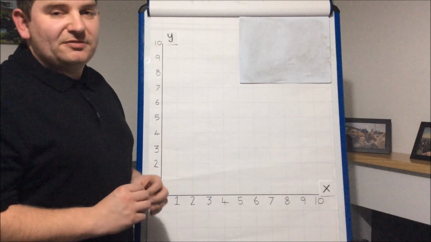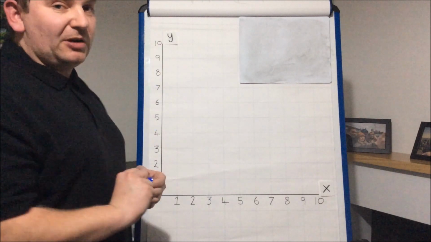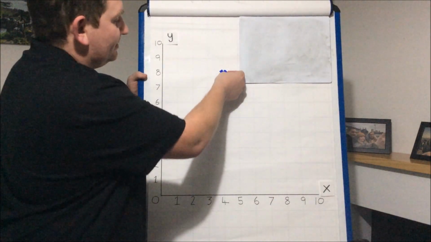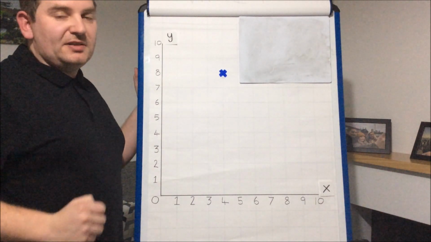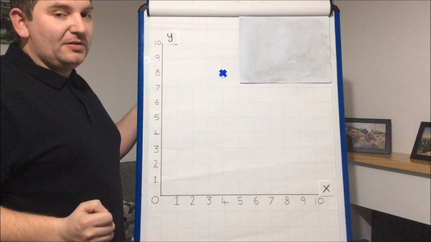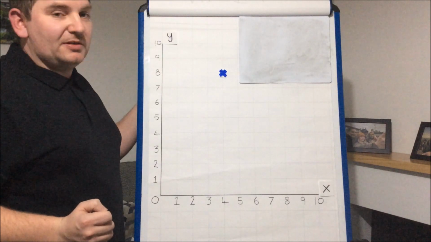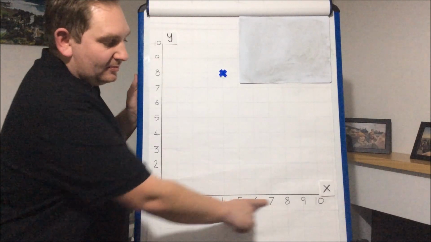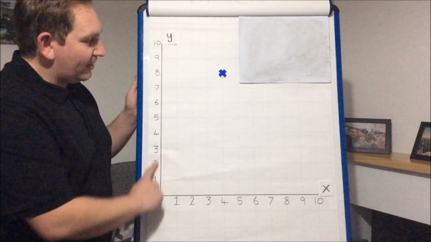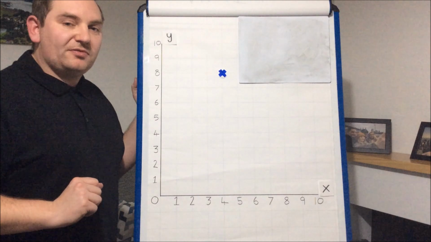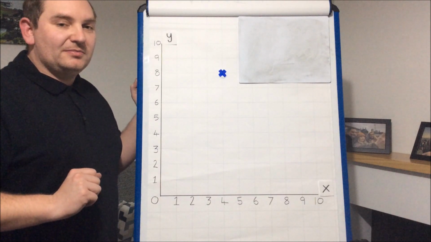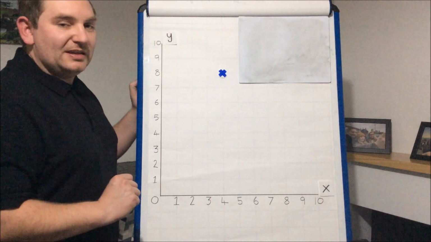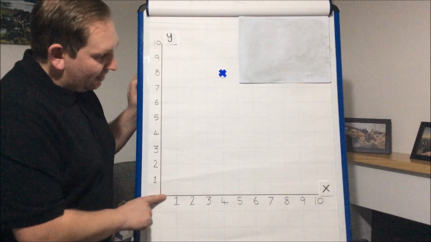Okay, so we want to describe the position of this blue x when I place it in the quadrant. So if I place the blue x just there, we're going to use those axes to help us describe where the position is. So we're going to describe it with coordinates. You work your way along the x-axis first, and then you work your way up the y-axis to describe the position.